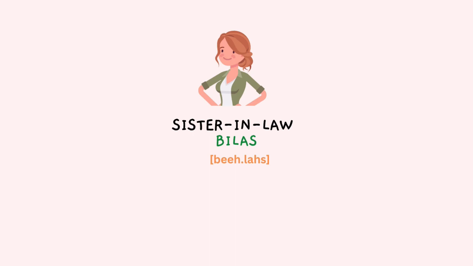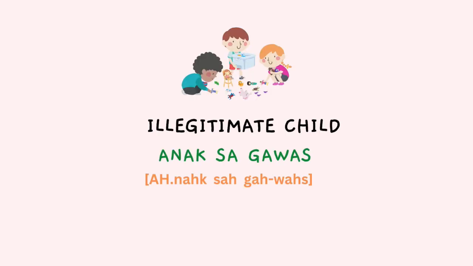So you have to be very careful with this one, mga higala. You have to pronounce the letter S at the end, because if you mispronounce it nearer to the letter T, it actually means the private part of a woman, okay? So make sure you pronounce the letter S. It should be bilas. Next one, illegitimate child: anak sa gawas. Anak is child, and sa gawas is from outside. So anak sa gawas is illegitimate child.